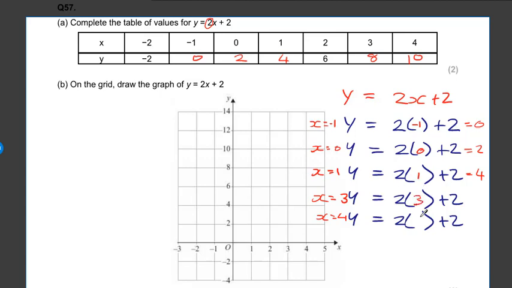Anyway, x equals 3, x equals 4. We're just replacing x each time. 6 plus 2 is 8. The reason it doesn't go up 2 there is because that one is already done for you. We're on to this one, and now the next answer should be 10. 2 times 4 is 8, plus 2 is 10.